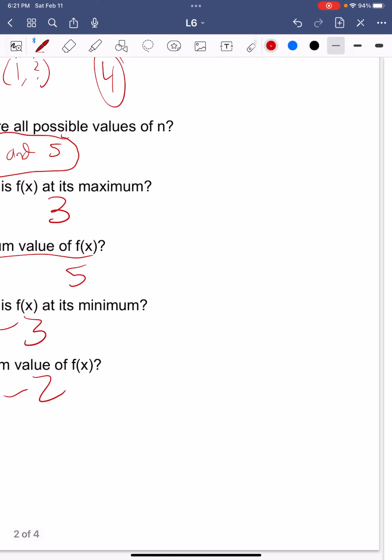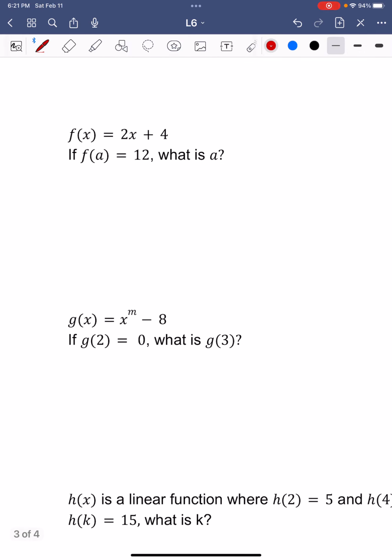All right, let's continue. f of x equals 2x plus 4. If f of a equals 12, what is a? So we know that a comma 12 lies on f of x. So that means that we could plug in a for x and 12 for y. 12 equals 2a plus 4. 2a equals 8. a equals 4.